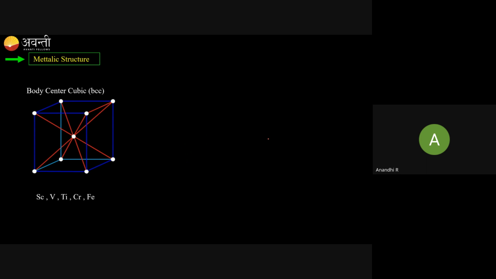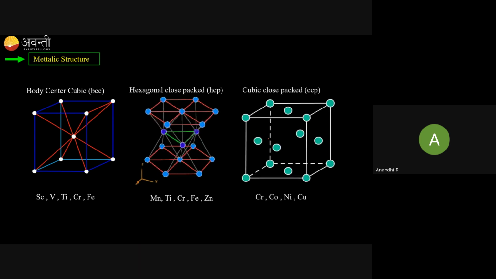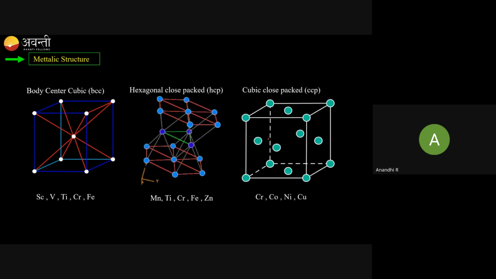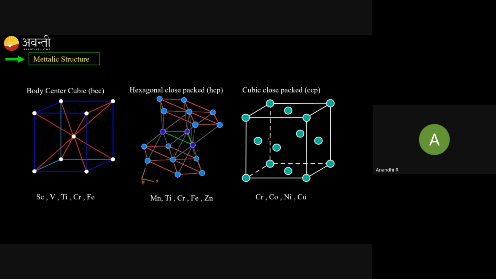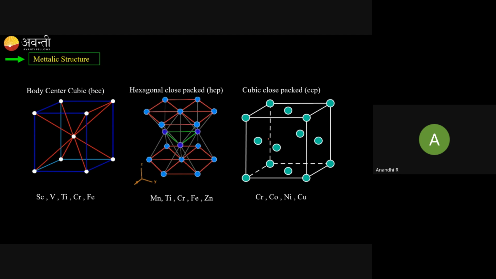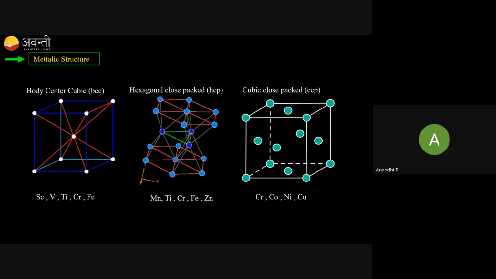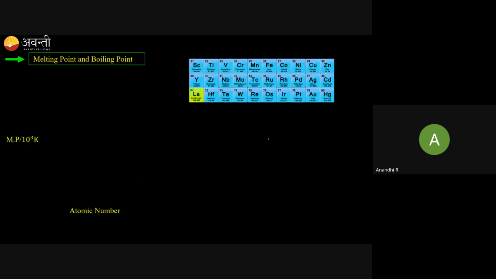Coming to the metallic structure, the five elements given on the screen have a body-centered cubic structure, BCC, and the next five elements have HCP, hexagonal close packing structure, and the four, chromium, cobalt, nickel, copper, have cubic close packing structure. These are the crystal structures of the given elements. They crystallize in BCC, HCP, and CCP forms. This is a metallic lattice, which you would have studied in your solid state lesson. Got it? Coming to the next property, melting point and boiling point.